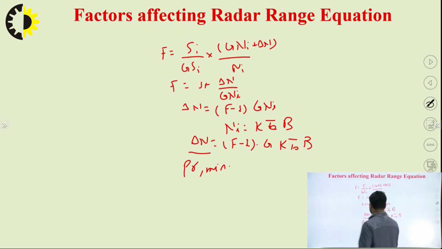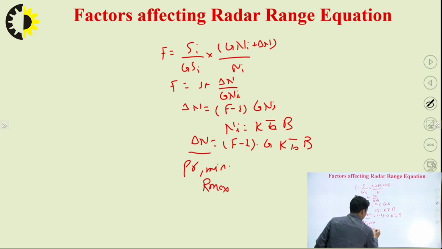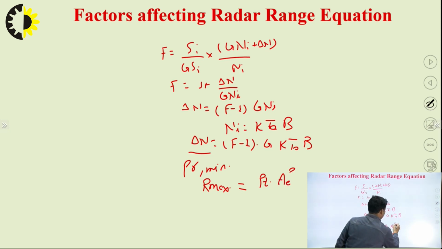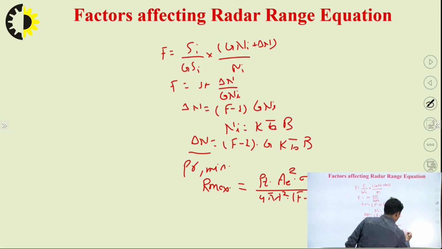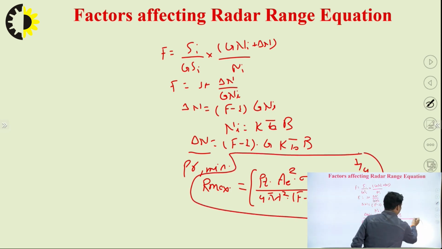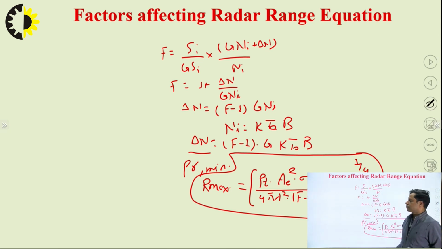In this way, R max becomes PT into AE square into sigma upon 4 pi lambda square into F minus 1 into K T naught B into G, raised to power 1 by 4. This will be the value of R max in the case of the minimum received signal PR min.